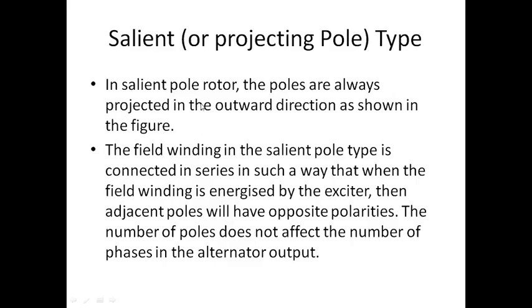The poles are projected outwards, as in the field. In such a way that when the field winding is energized by the exciter, the adjacent poles will be opposite poles. The number of poles does not affect the number of phases in the alternator output.